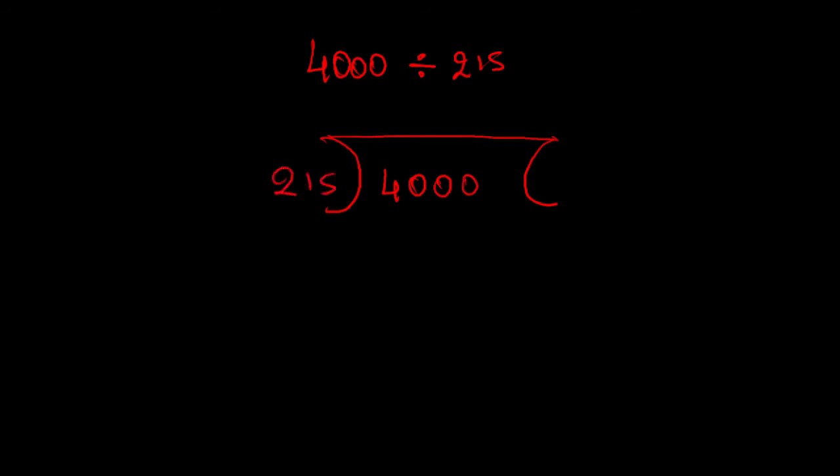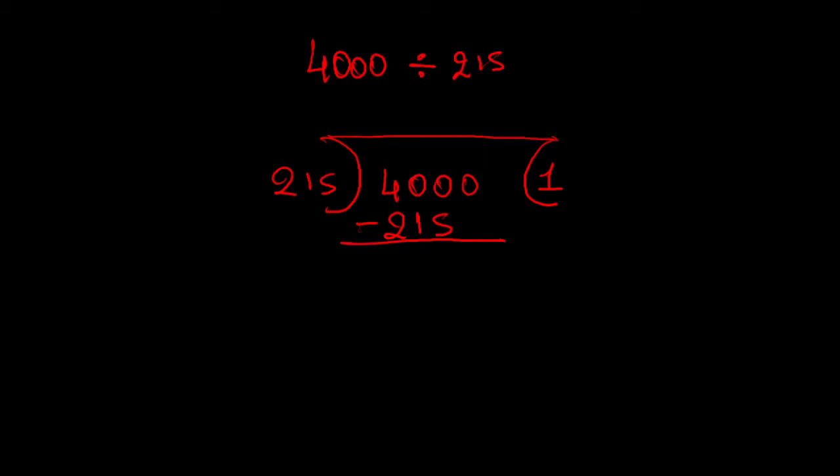Now here we can't divide it by 4 or 40. Now here we have 3 digits. So we will take 3 digits here also, which is 400. Now the nearest value which we can take is 215 into 1. So 215 into 1 is 215. Now we should subtract the values.